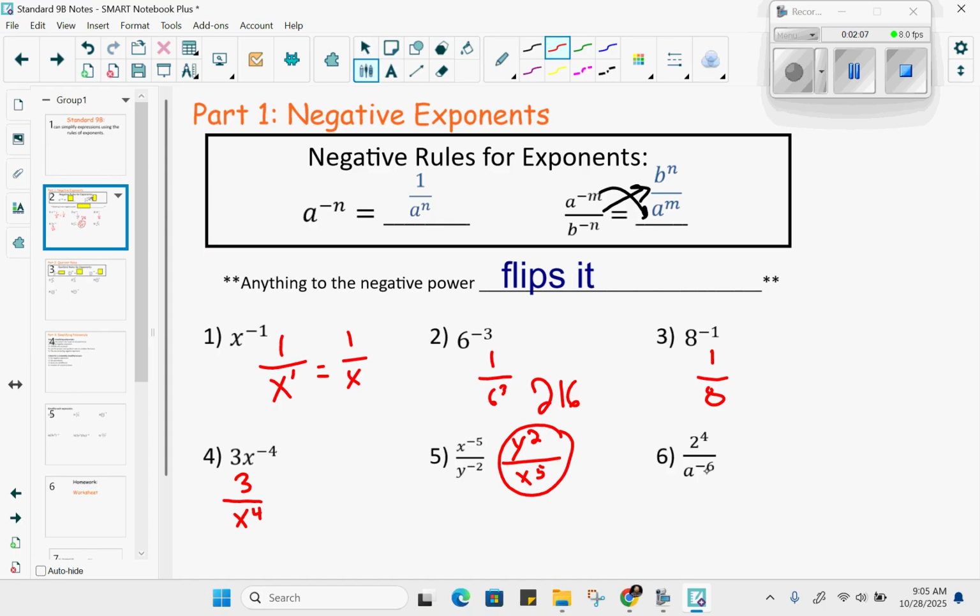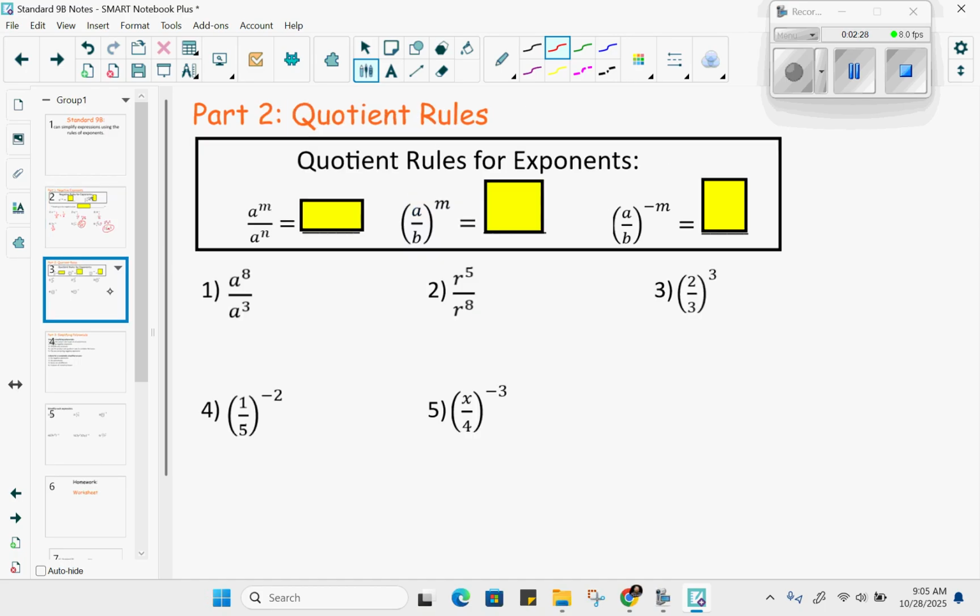Here we have 2 to the fourth over a to the negative sixth. That negative 6 moves up to the top. 2 to the fourth times a to the sixth, or 16 a to the sixth. Right, I expanded that 2 to the fourth. It stays there because it was not negative.